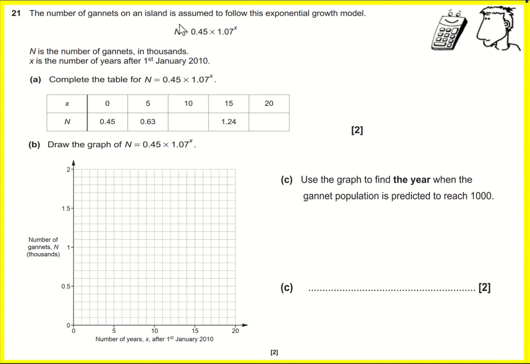So we've got some gannets on an island. That's an example of a bird, and they assume to follow this exponential growth model. This is an exponentials question. We need to fill in this table. There are two ways to do it.